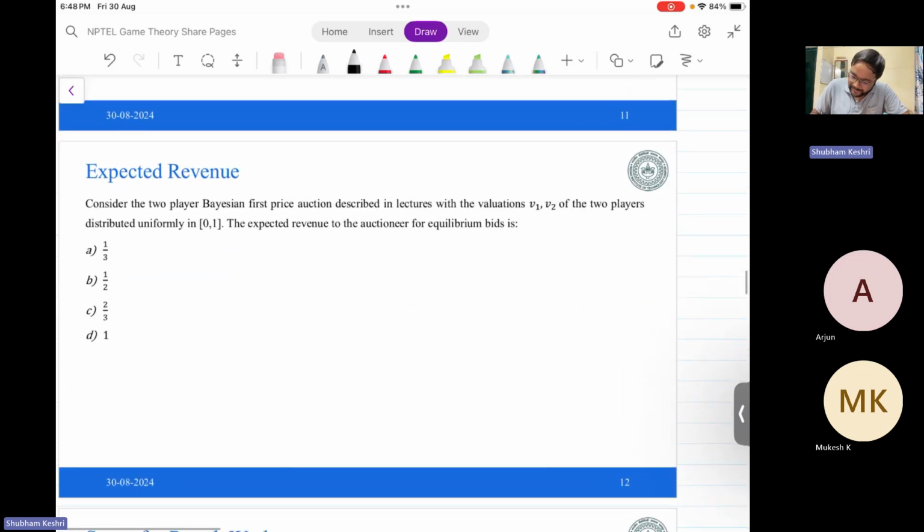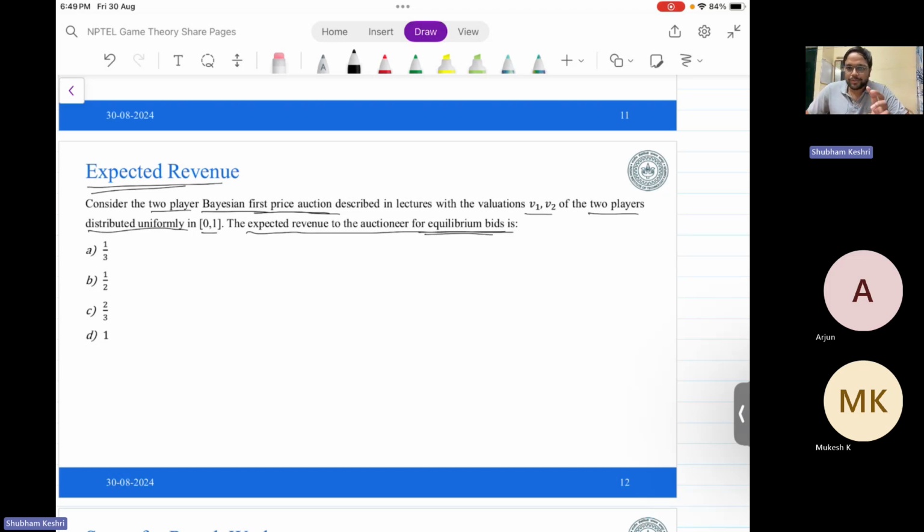So this next question is about expected revenue. Consider two players in a Bayesian first price auction. Again, I have written Bayesian, therefore there is some kind of incomplete information involved. We are talking about a first price auction, so we know what the incomplete information is: the valuation. As discussed in the lecture, the valuations are V1 and V2 for the two players, which are uniformly distributed in the interval 0, 1. What is the expected revenue of the auctioneer for the equilibrium bid?